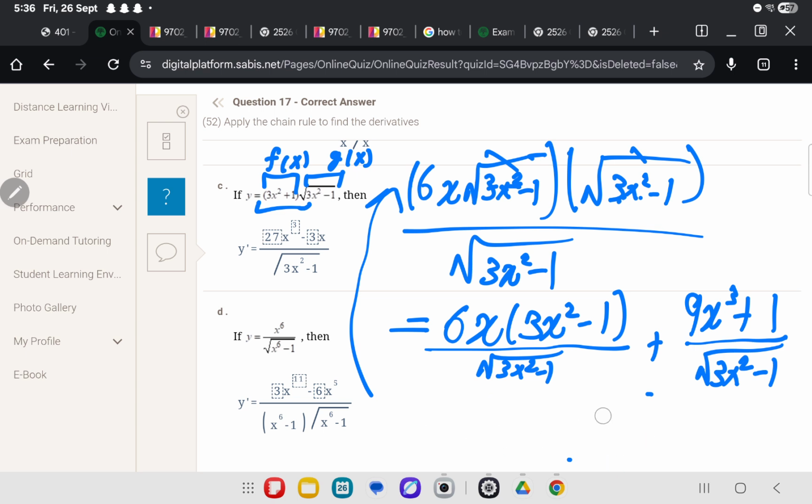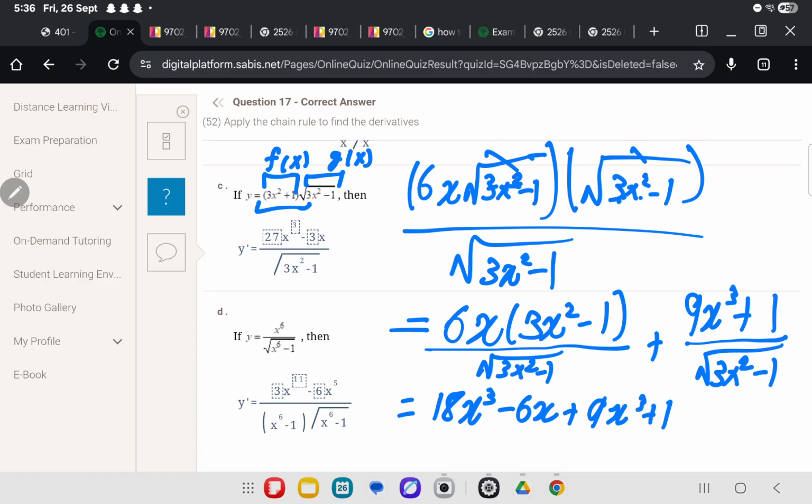Now expanding this, it's going to give me 18x cubed minus 6x plus 9x cubed plus 1 all over radical 3x squared minus 1, which simplifies into 18 plus 9, 27x cubed. Wait, what was this? This was not plus 1. This was plus 3x, no? This was plus 3x.